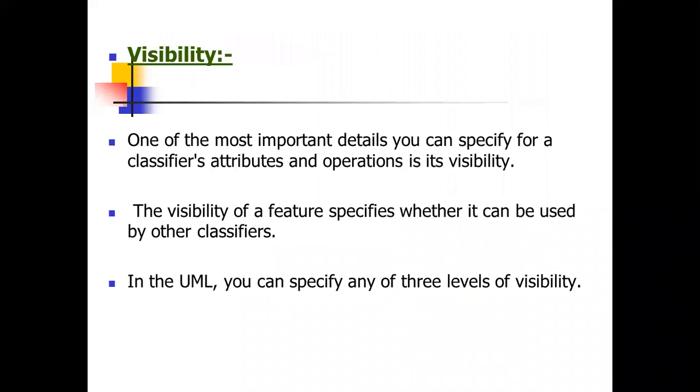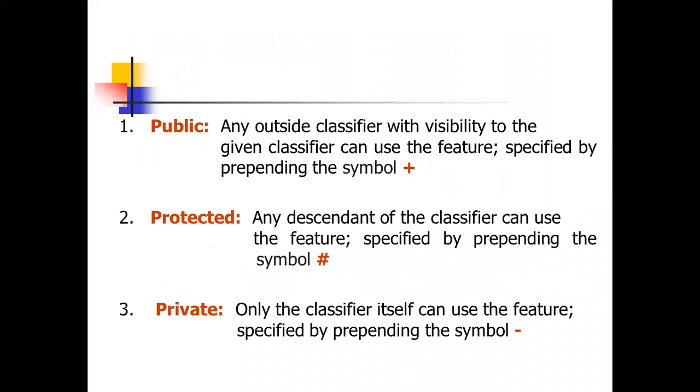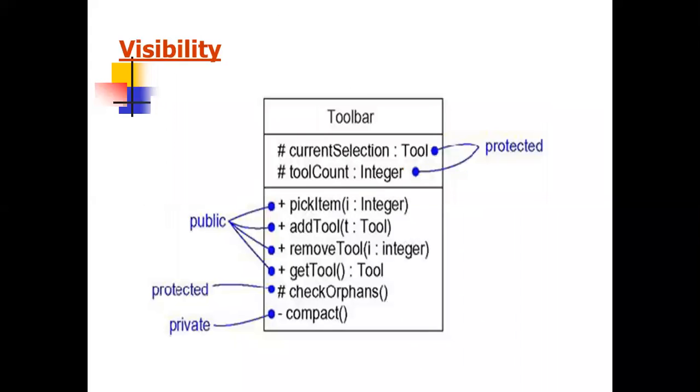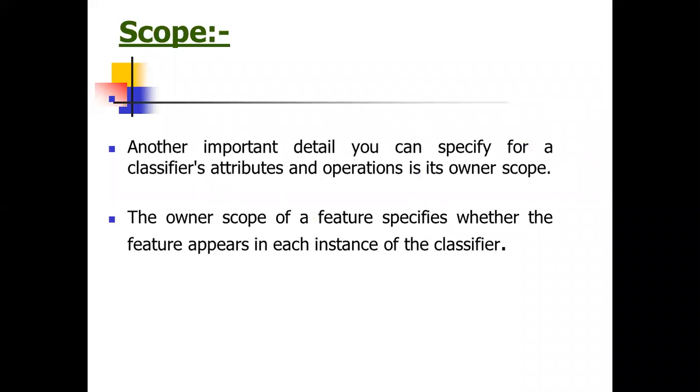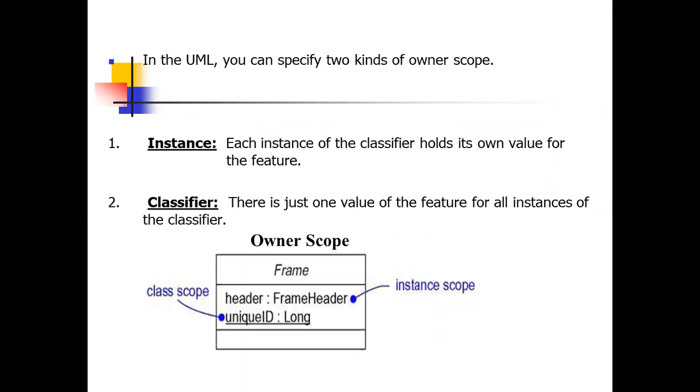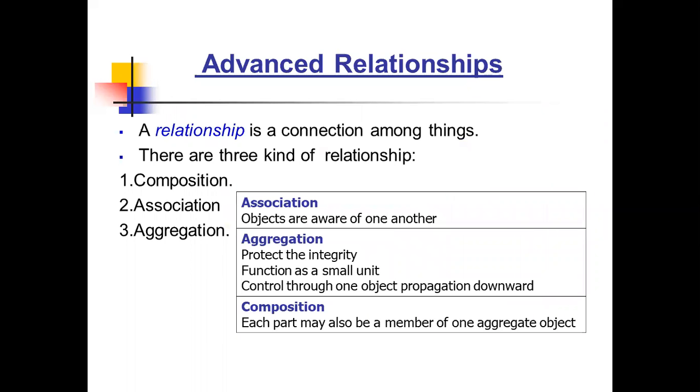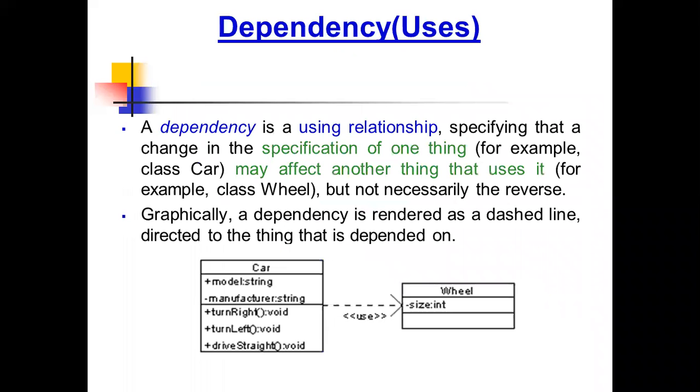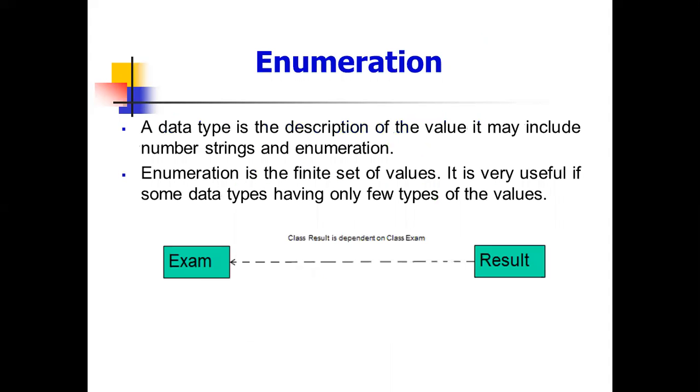Then we have seen the visibilities, that is public, private, and protected, then their notations, with an example for the visibility. Then we have seen the scope, that is instance scope and classifier scope. Then we have started with advanced relationships. From that, we have seen the dependency relationship, that is uses. Then we have seen the enumeration.